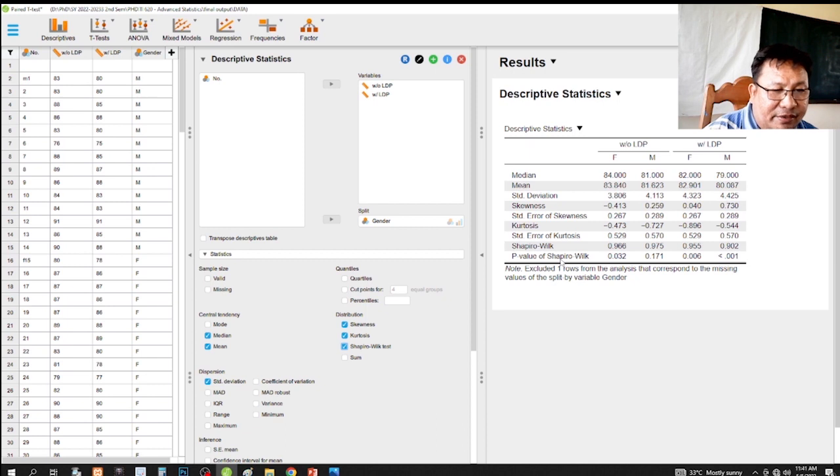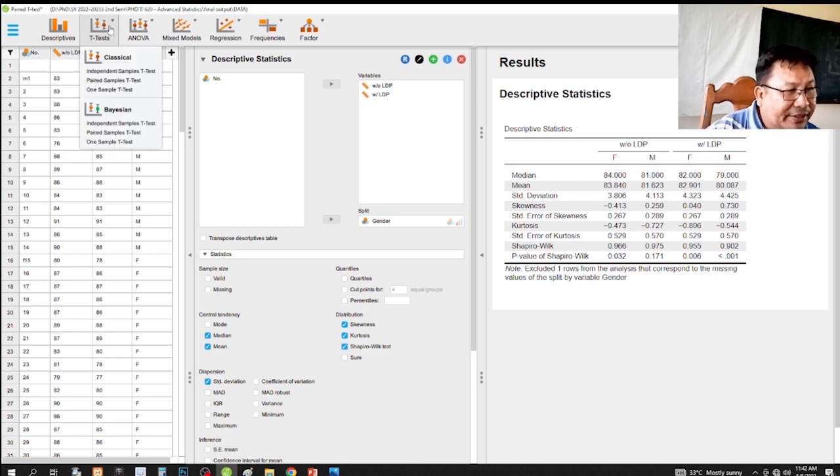Then the p-value for the Shapiro-Wilk is 0.001, which is a strong indication that our data distribution is not normal. There is no symmetry in the data set. So we cannot use paired t-tests, but instead we will use the Wilcoxon rank sum tests.